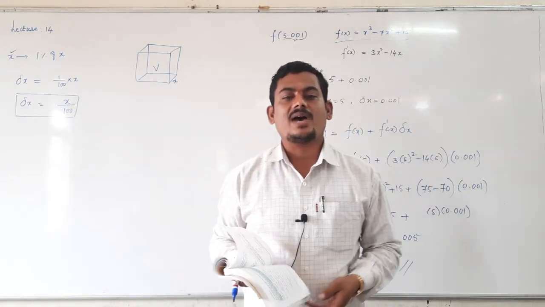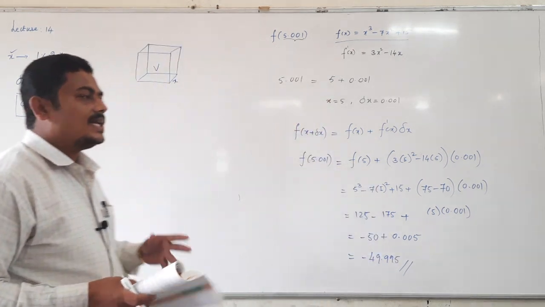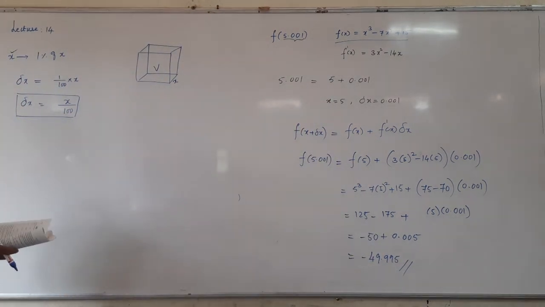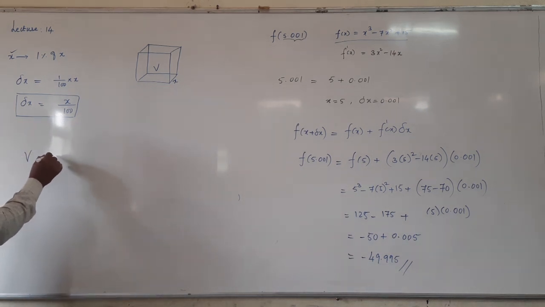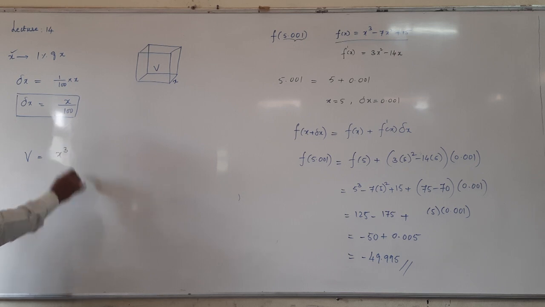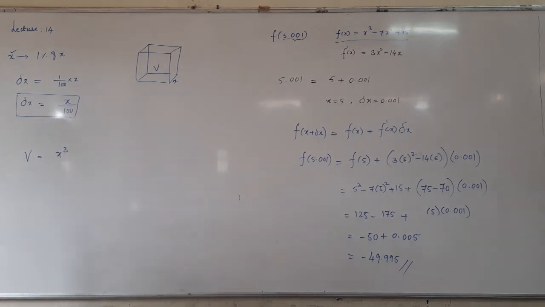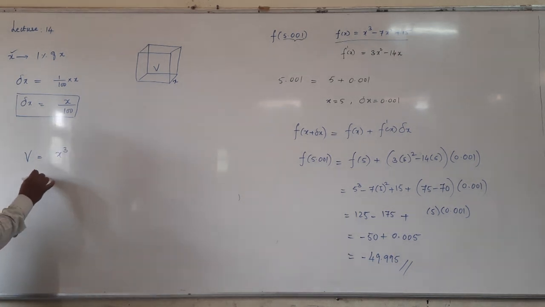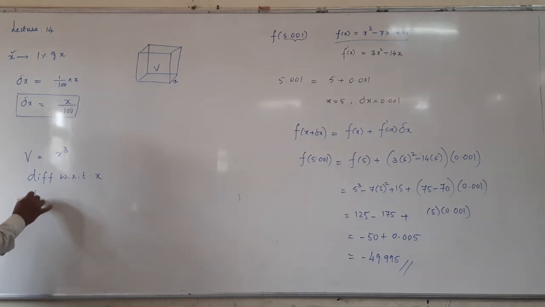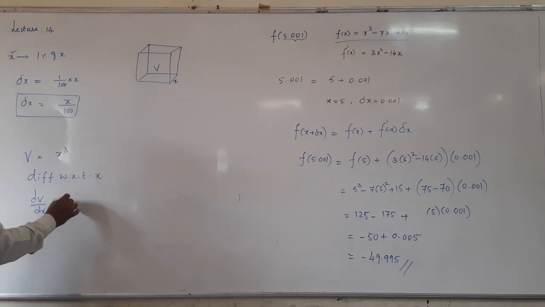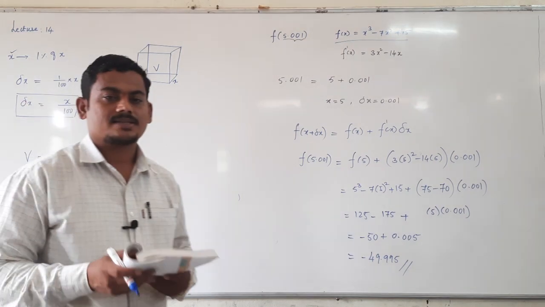What is the change in volume of the cube when the change in edge length is x divided by 100? V is equal to x cube. It is the volume of the cube. Differentiate with respect to x. dv divided by dx equal to 3x square. This is dv by dx.